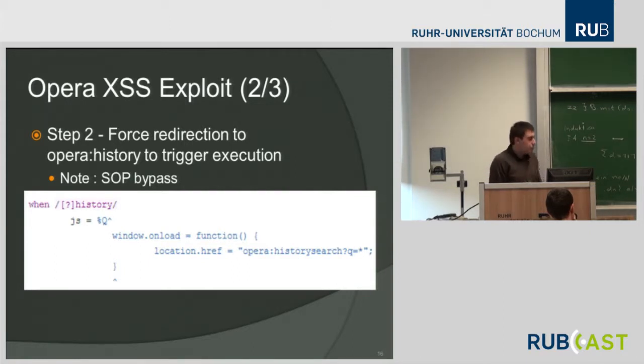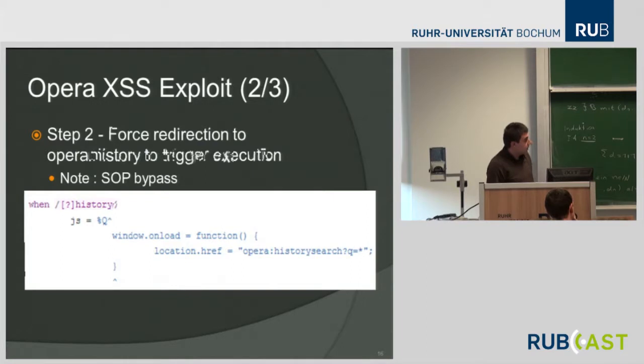The reason is that from an internet page, I should never be able to go to a trusted zone because of the protocol mismatch. So HTTP to Opera. Because of the protocol mismatch, same origin policy should have prevented this kind of redirection, but it didn't. So I was able to jump into the history page where my injection was stored.